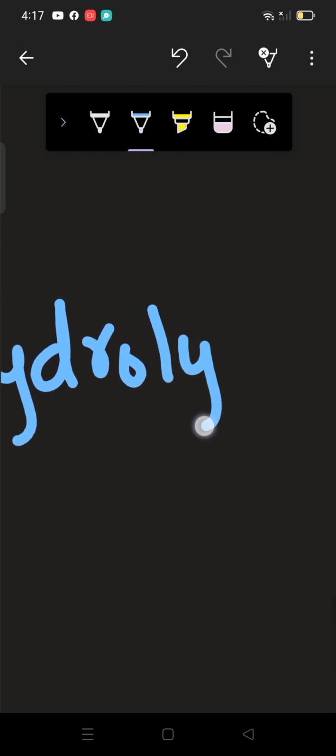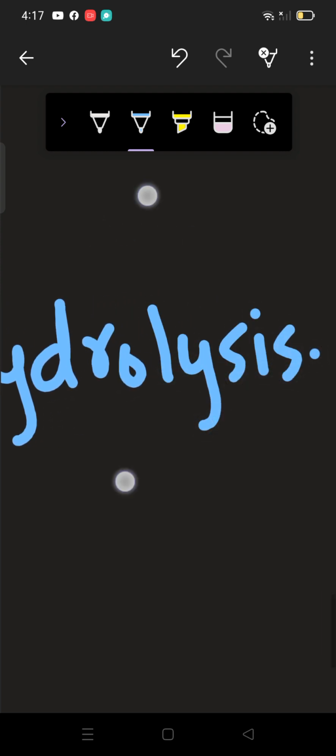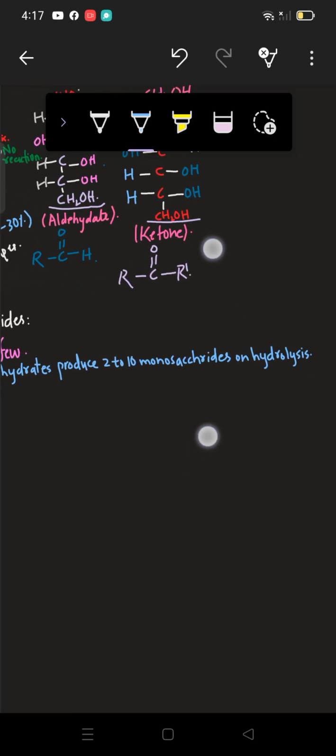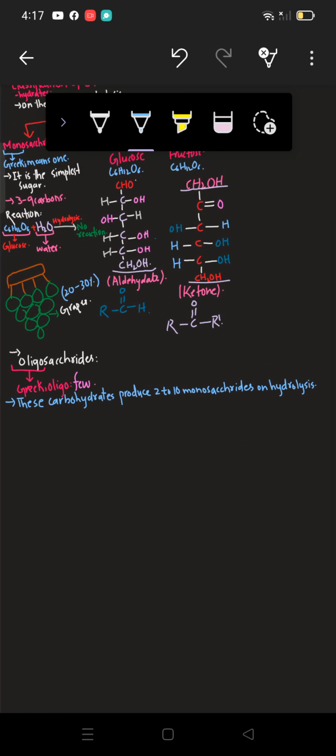Hydrolysis means when I make the oligosaccharide react with water. So they'll produce monosaccharides, and the range of monosaccharides would be 2 to 10. Hydrolysis means the reaction with water. I hope this is clear to you now. Oligo is the Greek word, oligo means few, and they'll produce 2 to 10 monosaccharides when I make oligosaccharide react with water.